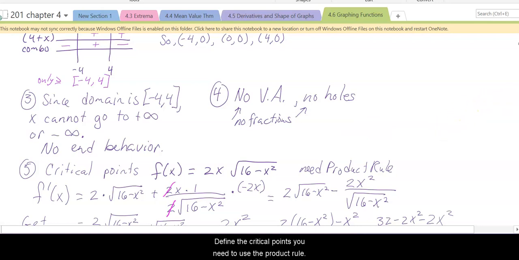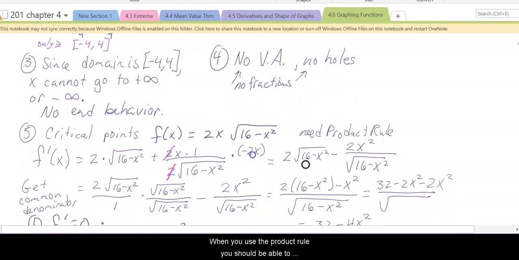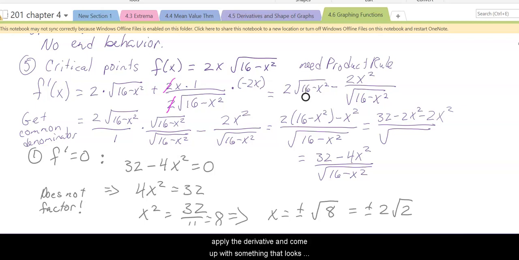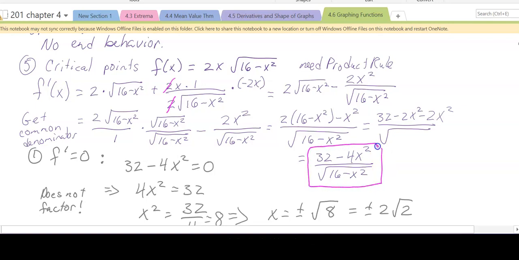To find the critical points, you need to use the product rule. When you use the product rule, you should be able to apply the derivative and come up with something that looks very similar to what I have here, now ringed in pink. Be very careful when you're applying the derivative that you don't make an algebraic error. A small algebraic error can cause the whole thing to really get crazy. Once I got that, I needed to find the critical points.